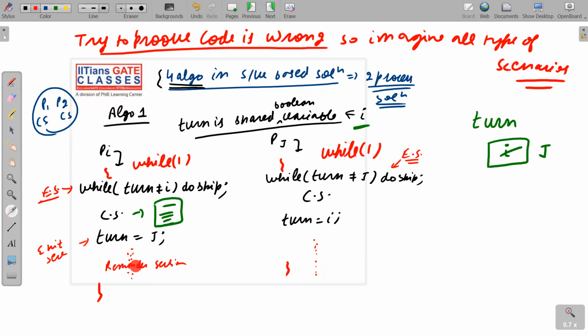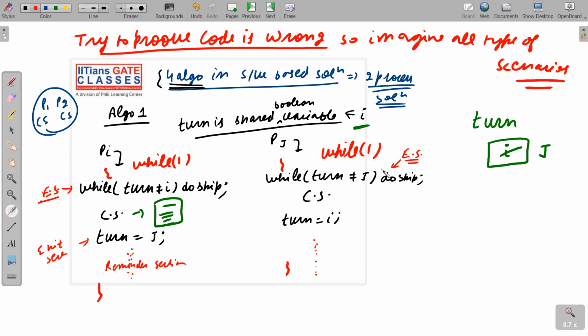Yes. So now after doing the remainder section, it comes again and it will say while turn is not equal to I. See this, now turn is J. Why is turn J? Because PI itself has made the turn J in the exit section. So now J is not equal to I. Obviously, it will keep on doing do skip, do skip, do skip, because J is obviously not equal to I. This is true. Okay, so now after some time, control will come to PJ.